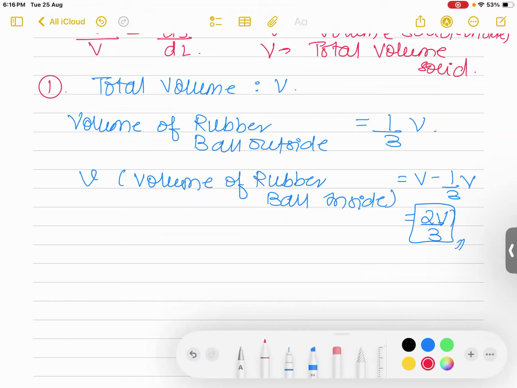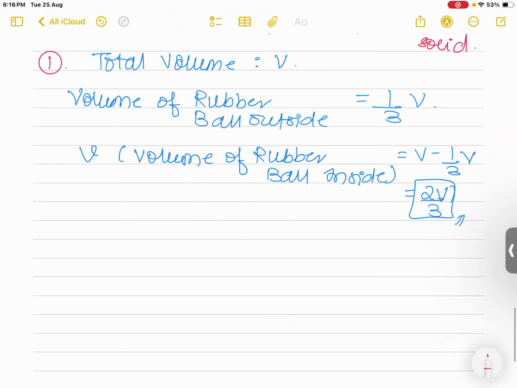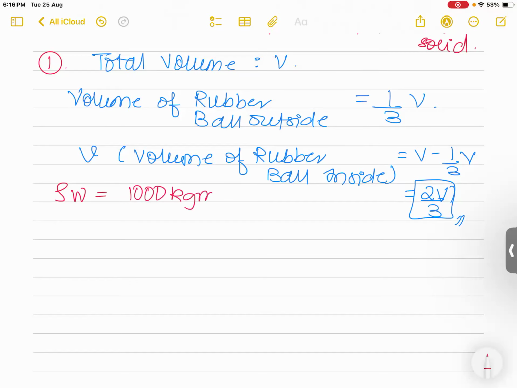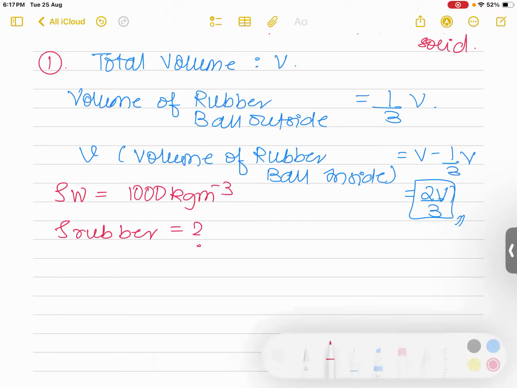Okay, now since this is inside liquid, which liquid is it? Water. So density of water I already know. I can take density of water as 1000 kg per meter cube. I'm supposed to find out the density of rubber. So density of rubber is the question. Now you tell me what formula I should prefer. That one formula which we have, we will try to use that same thing.